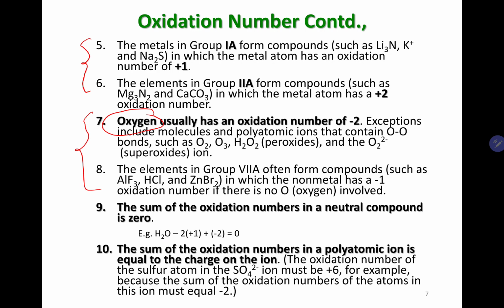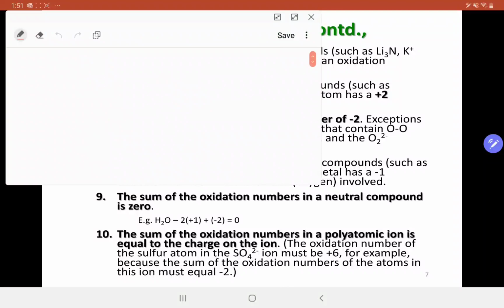And then let's talk about rule number 8. In rule number 8, we talk about the oxidation number of halogens. Remember those guys? All right. So what is the thing about halogens? We know halogens are in group 7A. Halogens are in group 7A.